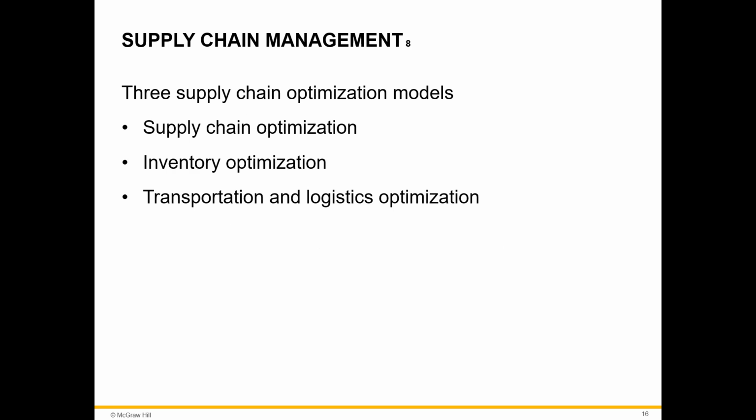3 supply chain optimization models include supply chain optimization, inventory optimization, and transportation and logistic optimization.